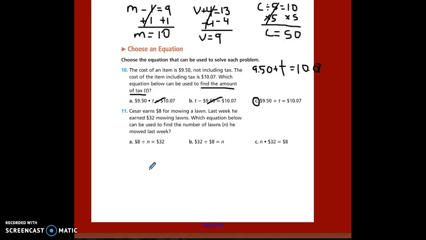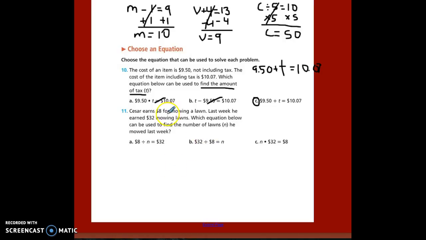So this one says, Caesar earns $8 for mowing a lawn. Last week, he earned $32 mowing lawns. Which equation below can be used to find the number of lawns N he mowed last week? So again, go ahead and write how you would think you'd solve the problem first, and then see if you can figure out which equation matches.